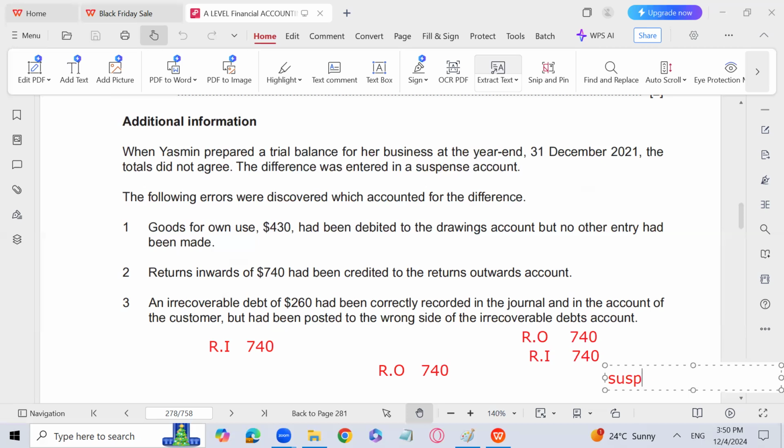How much is it? 1480. So return outward debit, return inward debit, and suspense credit 1480.